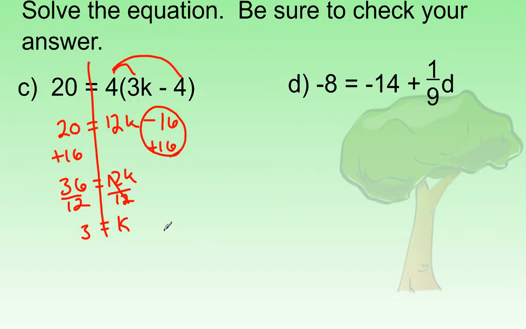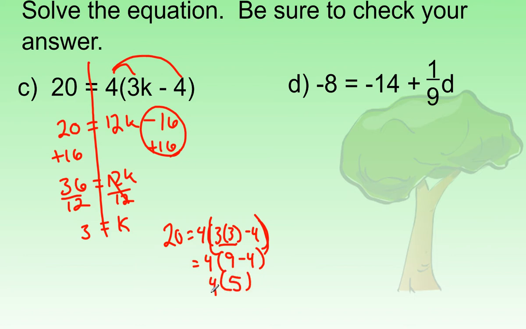Okay, let's check it. 20 equals 4 times 3 minus 4. So order of operations says you do this stuff inside the parentheses first, and multiply comes before subtraction. So this gives me 9. 9 minus 4 is 5. 4 times 5 is 20, which does equal 20. This checks out. So k does equal 3.